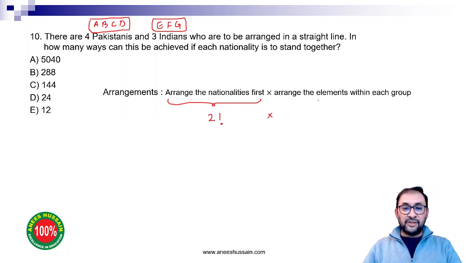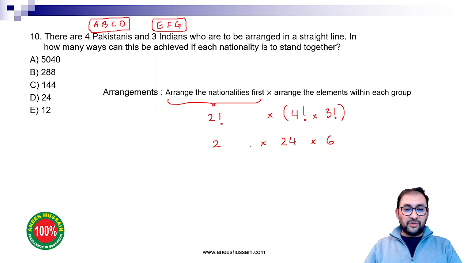Multiplied by arrange the elements within each group. The first group, Pakistanis, has 4 members, so 4 factorial. And the second group, Indians, have 3 members, so 3 factorial. So we get 2 factorial, which is 2, times 4 factorial, which is 24, times 3 factorial, which is 6.